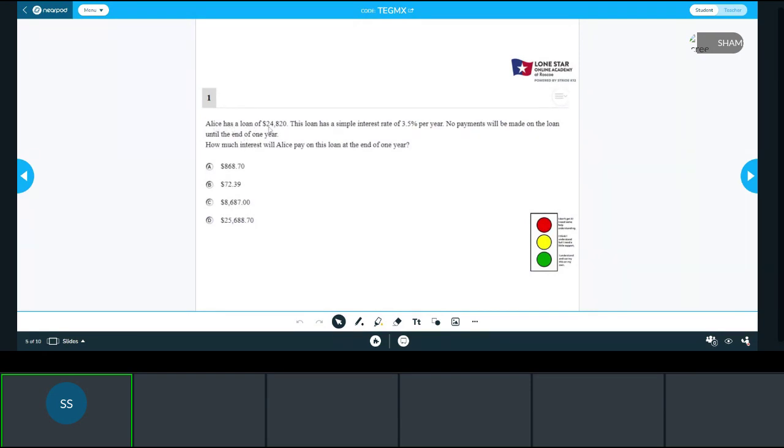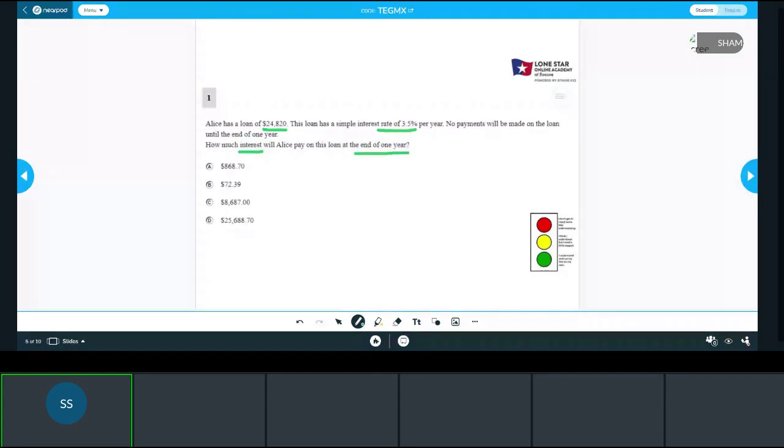Alice has a loan of $24,820. This loan, let's annotate. This loan has a simple interest rate of 3.5% per year. No payments will be made on the loan until the end of 1 year. How much interest will Alice pay on this loan at the end of 1 year? We want to find interest at the end of 1 year.